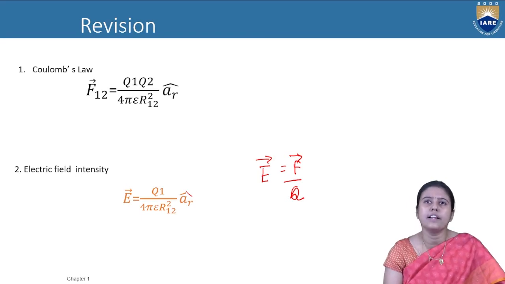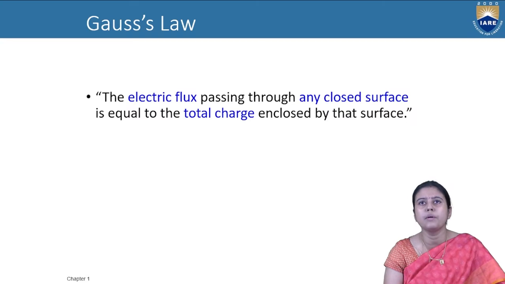Next we will discuss the next equation, that is Gauss law, which is a more important equation. What is Gauss law? The flux passing through any closed surface is equal to the total charge enclosed by the surface. What does it mean? When there is a charge, there is some electric flux, and electric flux is basically imaginary. So the electric flux passing through any closed surface is equal to the total charge enclosed by the surface, and the surface may be uniform or non-uniform.